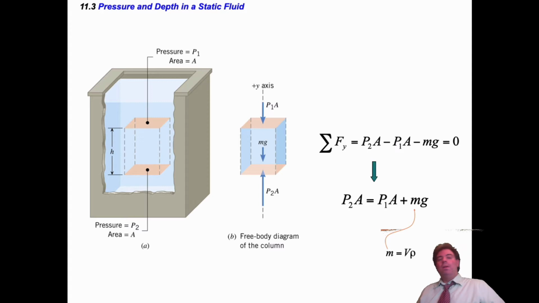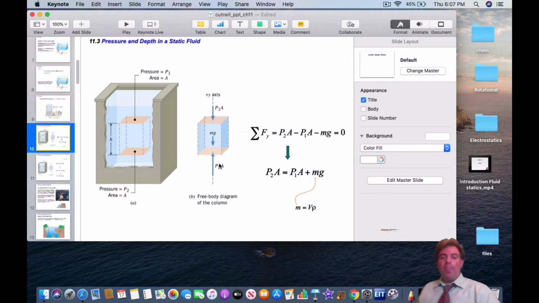Now we're going to look at the relationship between pressure and depth of any kind of fluid, and in this case it's going to be a static fluid. Imagine we have a standing body of water, and we have a column in that body of water. Imagine we take that column out, and now let's draw a free body diagram. We're going to have a force at the bottom of that column of water and a force on top.